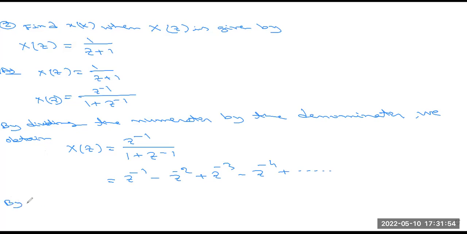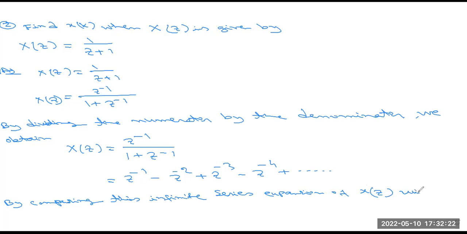So by comparing this infinite series expansion of X(z) with, I am going to the next page, with, we know that the function X(z) is equal to the summation of k equals 0 to infinity x(k) z^-k.